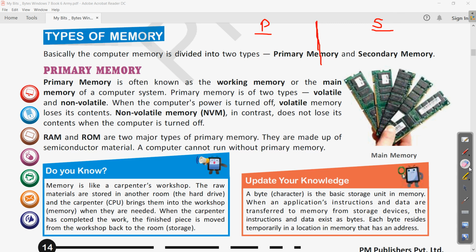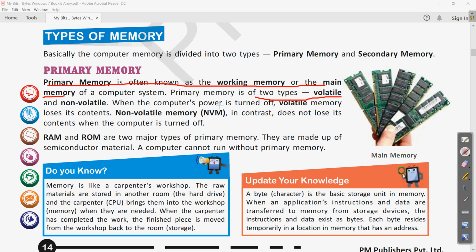Clear? So about primary memory, the first point of primary memory is that primary memory is also known as working memory or main memory. Clear? This is the first point. Then for the second point you can write that primary memory is of two types, volatile and non-volatile.